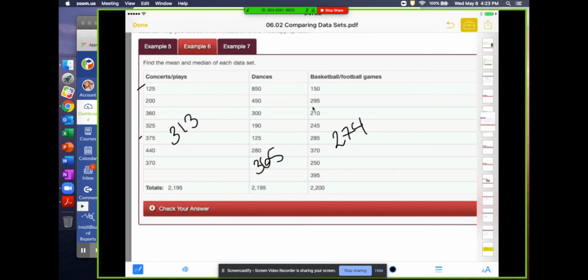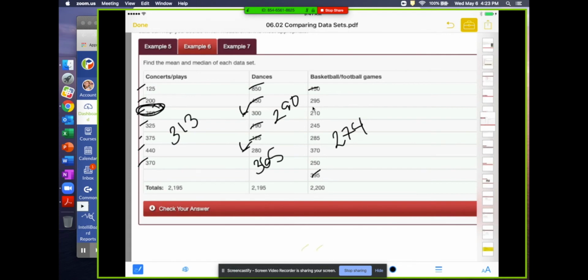Now for the median, I know the data is not in least to greatest order, but I'm just going to look for the lowest and the highest and cross them out simultaneously, one from each end. So one low, one high, one low, one high. I get a median here of 360. And then for dances, I'm going to cross off one low, one high, one low, one high until I get in between two numbers. So I have two numbers left. I have 300 and 280. I have to find the middle between those numbers. That's going to be 290.